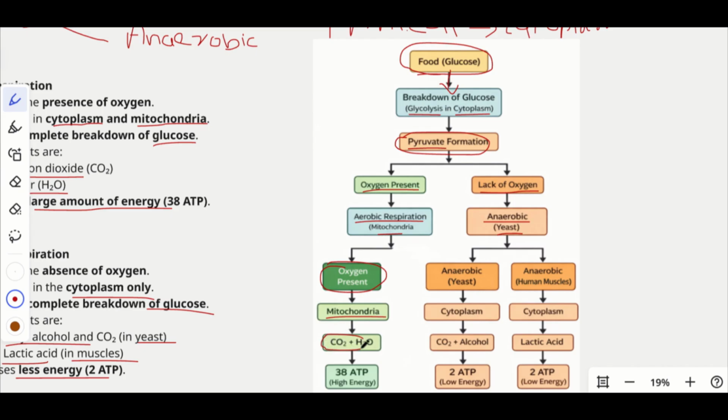Okay. And what is the end product? Carbon dioxide, water, and a lot of energy, 38 ATP. Okay. So, this is a normal process. Okay. Now, let's take the anaerobic respiration.